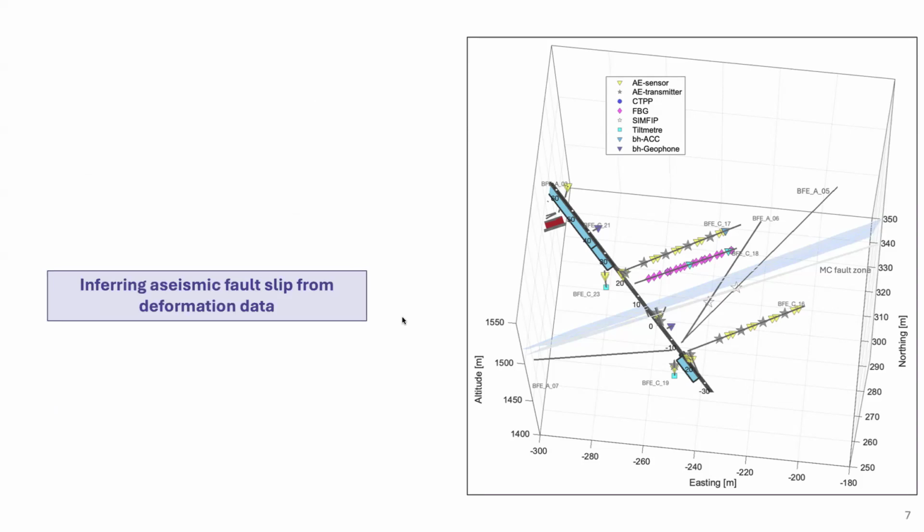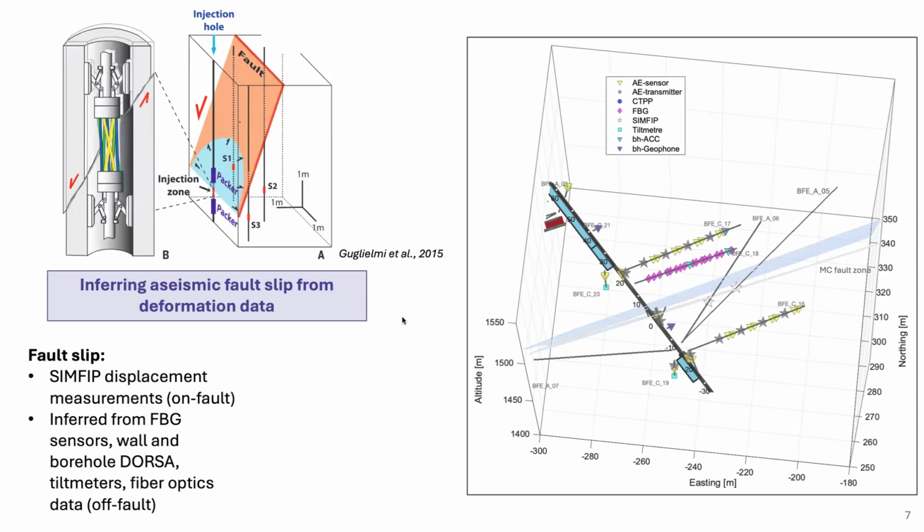My focus, and my contribution to this experiment and to all the analysis we want to do on the data we gathered, is inferring aseismic fault slip from deformation data. We have several types of deformation data. First of all, we have displacement measured at the injection point. We placed two SimFIPs, and the SimFIP is a very high-tech device that allows us to both inject and measure deformation at the injection point, expressed in terms of displacement.